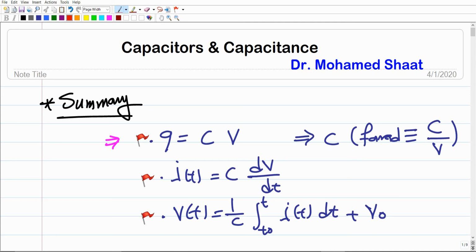All right, so that's it for this topic. The rest of the chapter is related to the inductance and inductors, so we shall repeat similar things that we already covered for the capacitors and capacitance. We're going to cover them for the inductors.